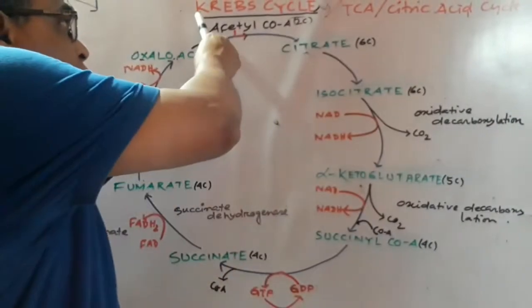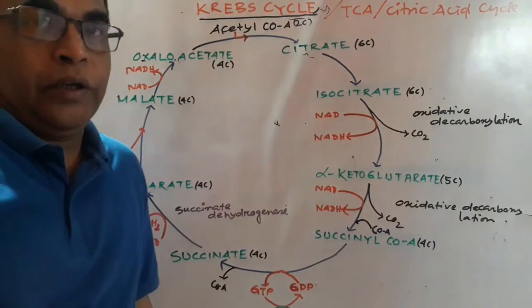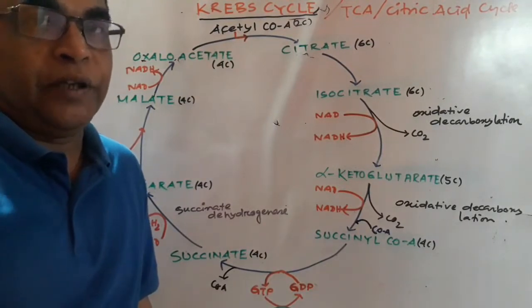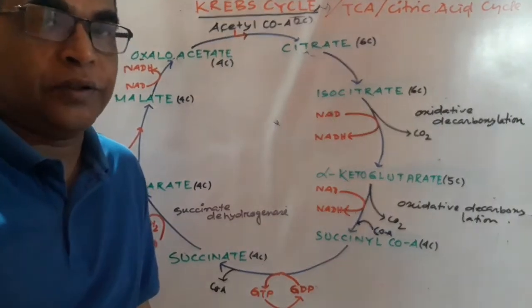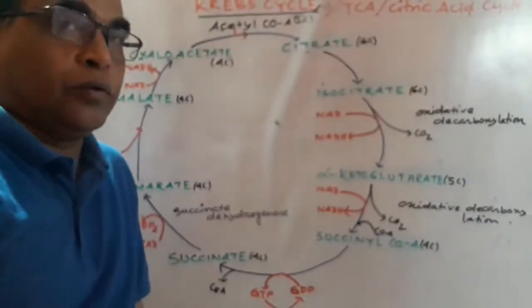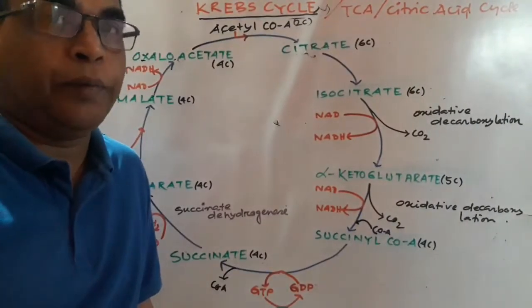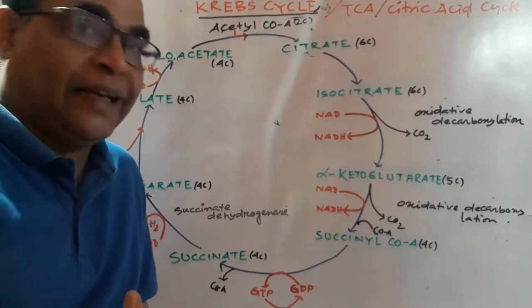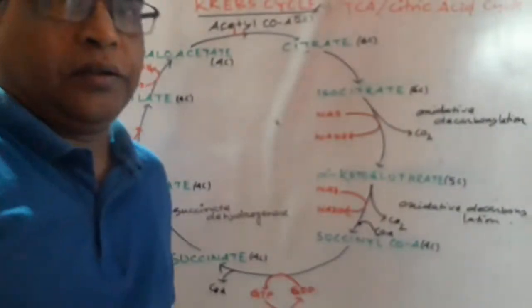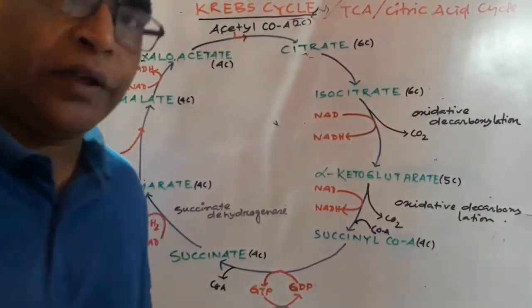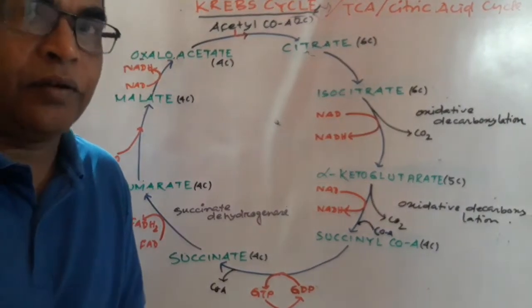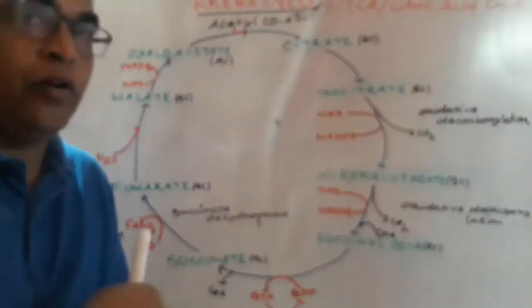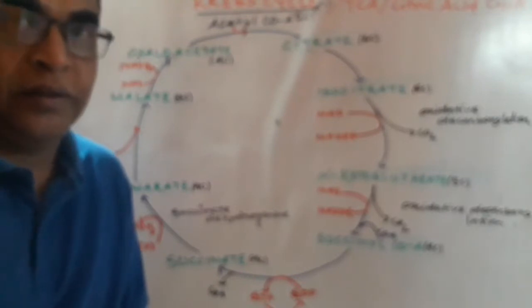Today's topic is the Krebs cycle. We are discussing the topic respiration in plants. We have already discussed the process glycolysis, where the glucose molecule is broken down to form two pyruvic acid molecules. In the absence of oxygen, pyruvic acid is broken down into lactic acid or ethyl alcohol. That is anaerobic respiration, which we have already discussed.